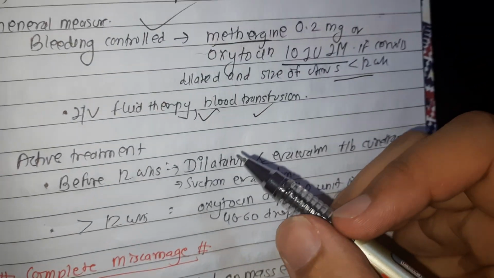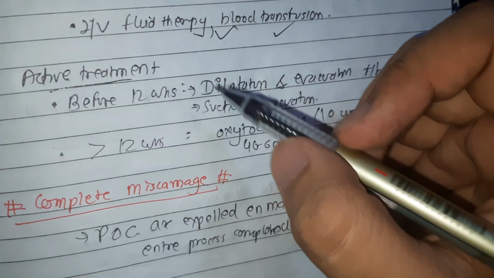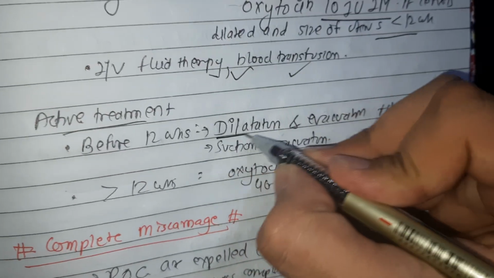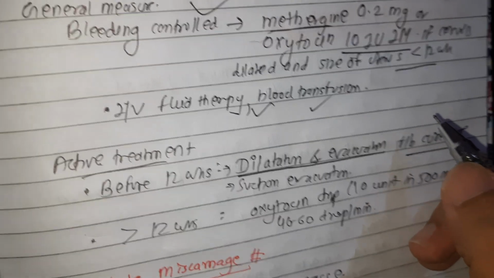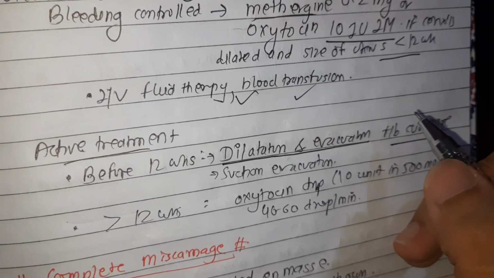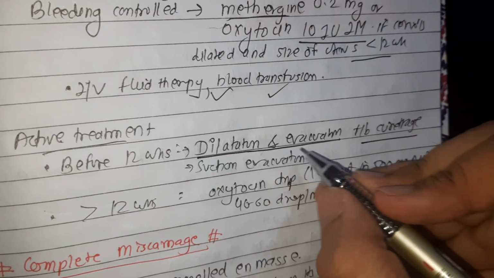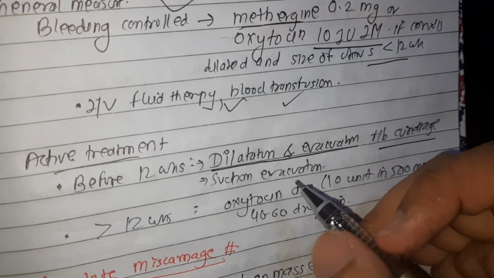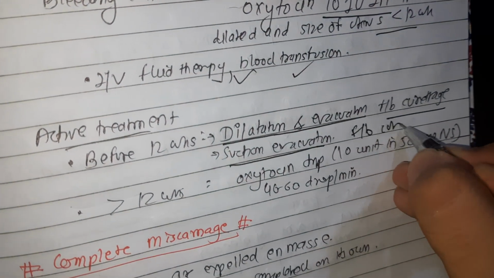And the active treatment is done before 12 weeks. Dilatation and evacuation followed by curettage of the uterine cavity by blunt curette, using analgesia or under general anesthesia, is done. Dilatation and evacuation followed by curettage. Alternatively, suction evacuation followed by curettage can also be done.